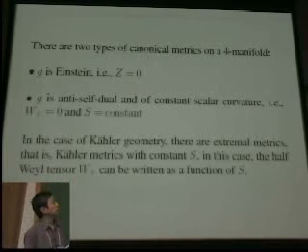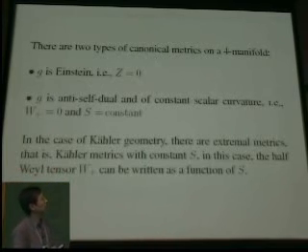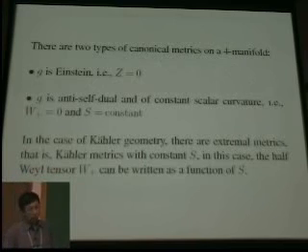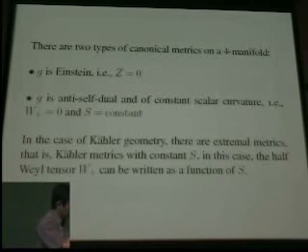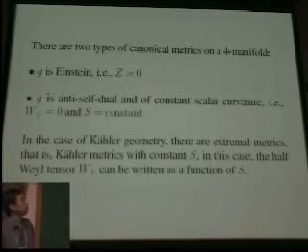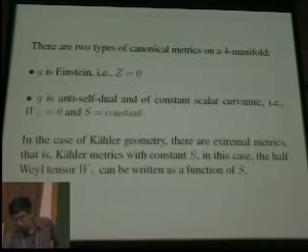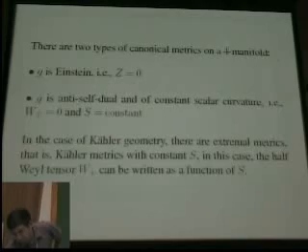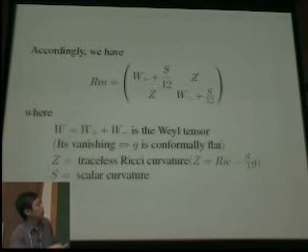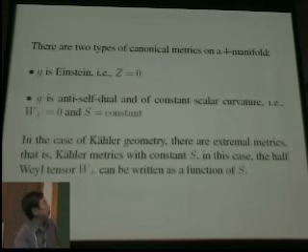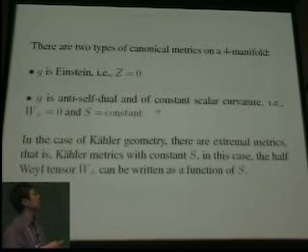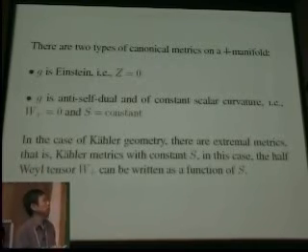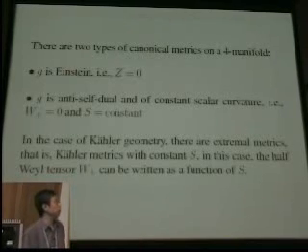So there are two types of canonical metrics on a four-manifold. It's basically all similar to the so-called self-dual type, because the previous 4 by 4 metric has a certain special form. So one is g is Einstein, namely Z is 0. So it's self-dual this way. Another way you can say it is anti-self-dual of constant scalar curvature, namely W plus is 0 and S is 0. So this is a very special class of metrics for four-manifolds.